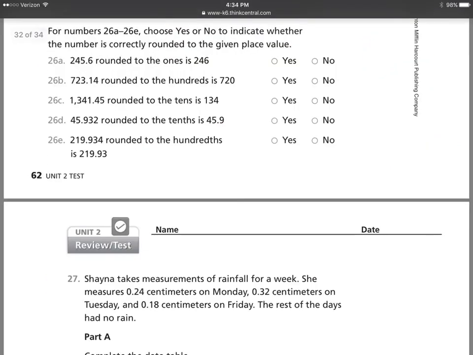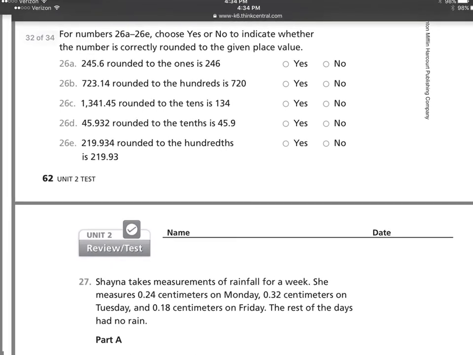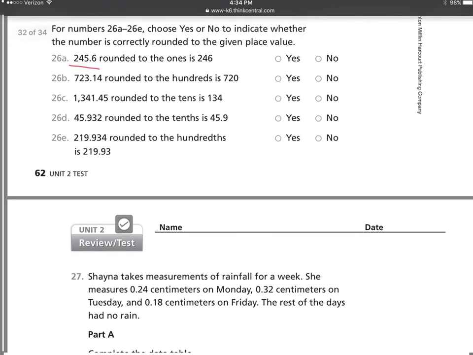More rounding for number 26. You just have to say yes or no. Is this rounded correctly? Is 245 and 6/10 rounded to the ones place, does it equal 246? And if it does, yes or no. There will be 1 point for each of these. Show your work again. You're rounding them off, you have to do that. So underline the correct place value, the ones place. Show me the arrow to its partner so that I can see that you're rounding properly.